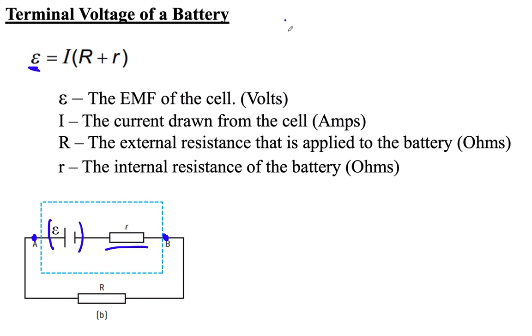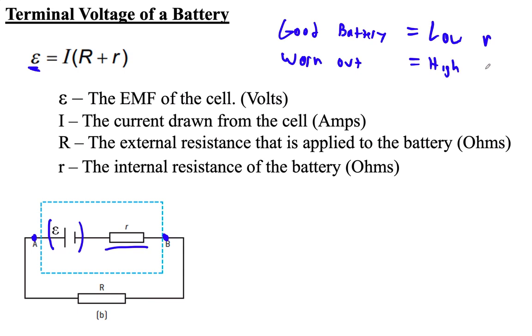So a good cell, a good battery, has a low internal resistance, low little r. And a worn out battery has a high internal resistance. Internal resistance is not desirable. Ultimately, you want a battery that provides almost any current at about the same voltage. So we don't want internal resistance.